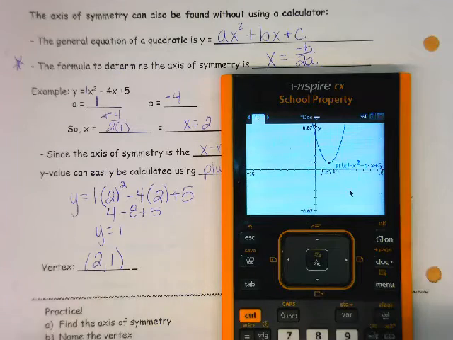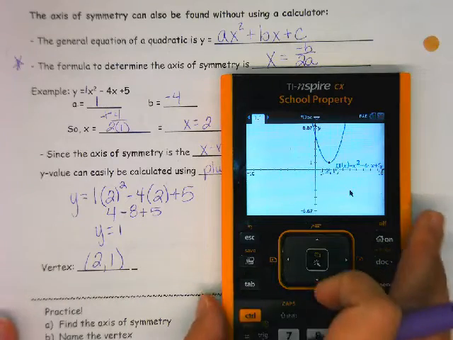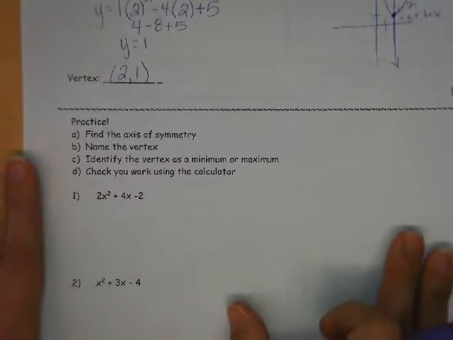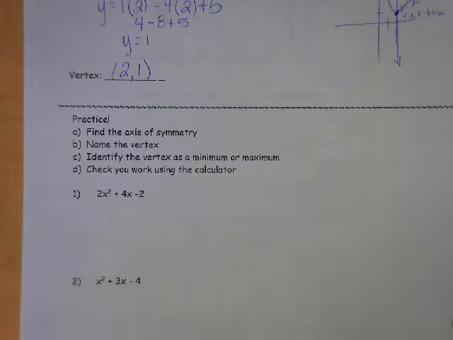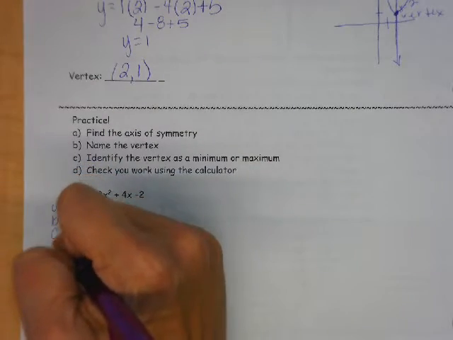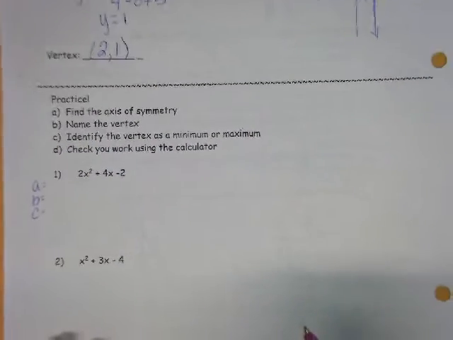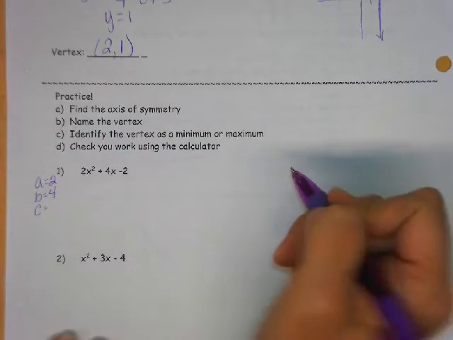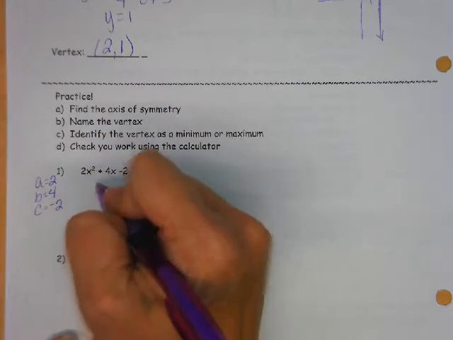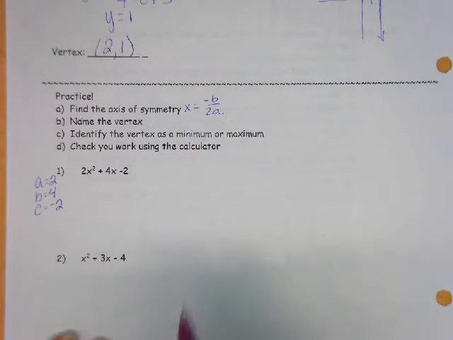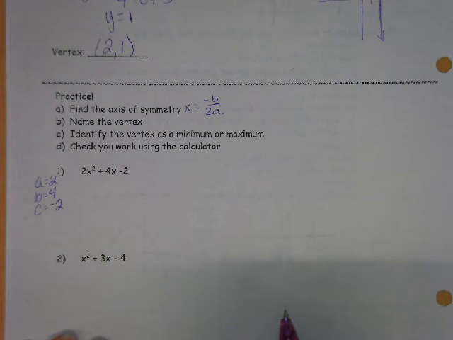Okay? Shall we try another? Questions? All right, let's do this one. Yes, go ahead. Start with your A and your B and your C. What is the A in this example? 2. What's B? And C? Negative 2. So it says find the axis of symmetry. Remember, that is negative B over 2A. That is on your formula chart. You do not have to memorize it.